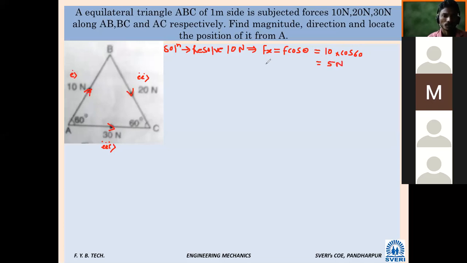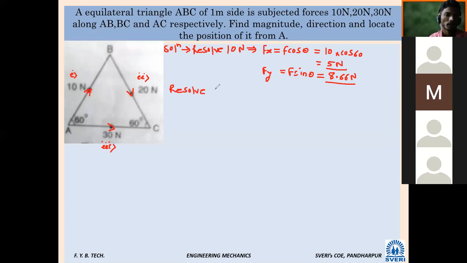Positive. Next, Fy. Fy is F sin theta. Tell the value. 8.66. Positive or negative? Positive, again positive, because it is going towards the positive Y axis. Very good. Positive Y axis.